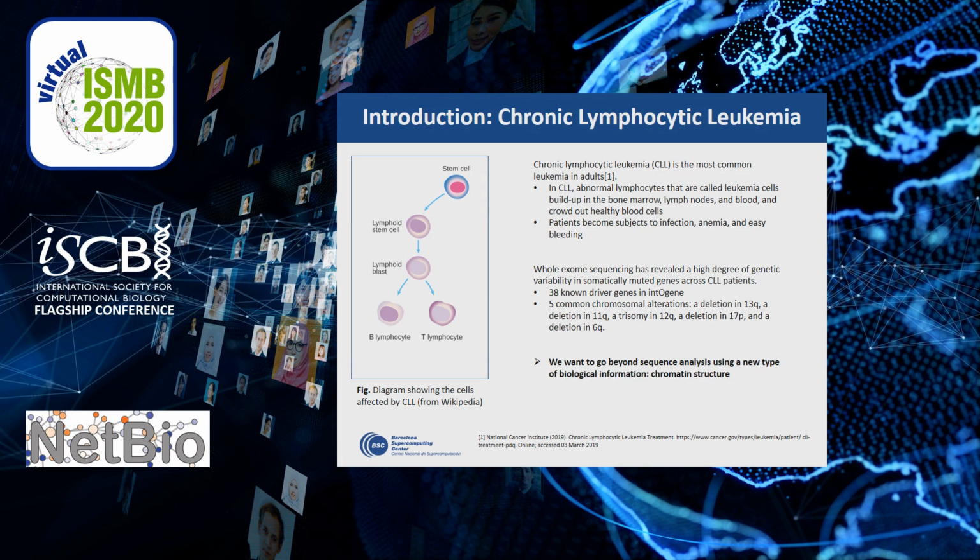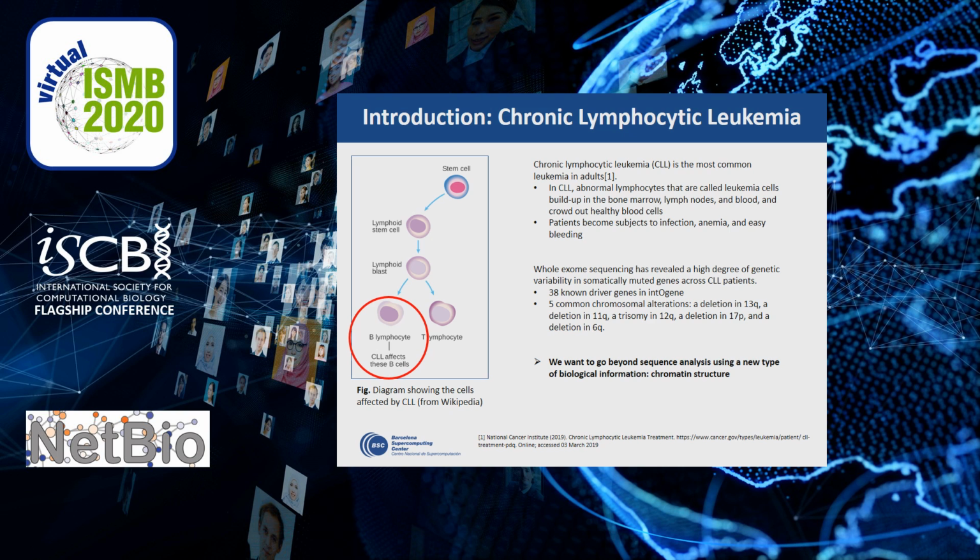As you may know, chronic lymphocytic leukemia, or CLL, is the most common leukemia in adults. For a healthy individual, in the bone marrow, the stem cells will differentiate to create the different blood cell types, which include B lymphocytes. However, in CLL, there is a production of abnormal lymphocytes that are called leukemia cells. And when those leukemia cells take over the B lymphocytes, then the patients become subject to infection, anemia, and easy bleeding.